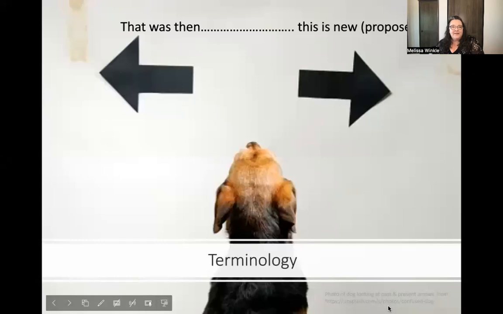Next, let's take a look at some of the terminology. We've got a lot of confusion in terminology, and we're going to talk a little bit about what historically has been tried to be used and some of the downfalls and some of the new terminology that international groups have come together to get agreement upon.